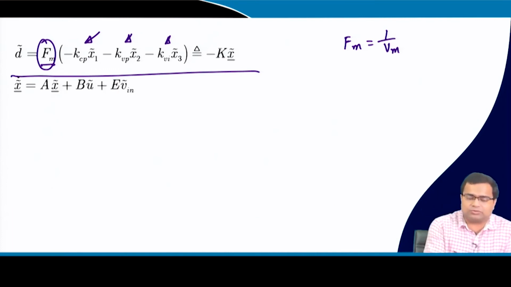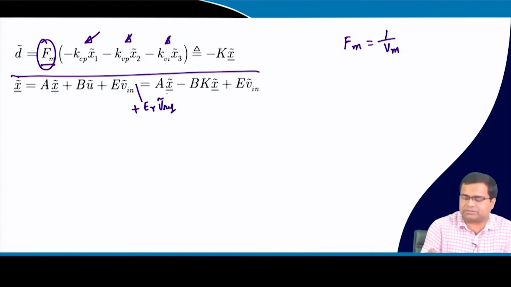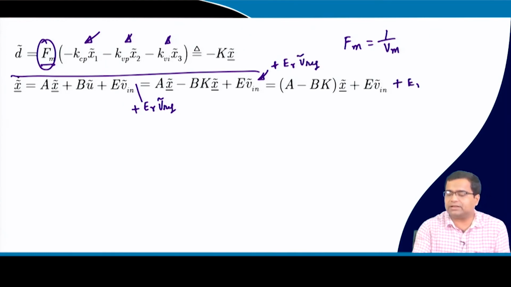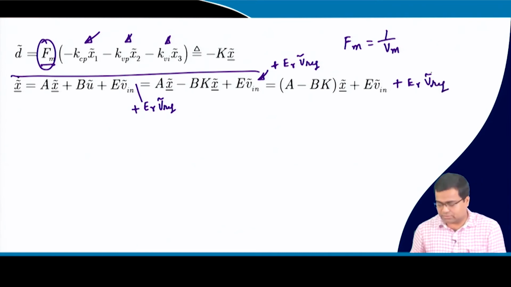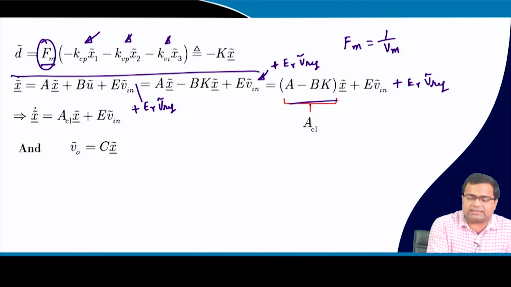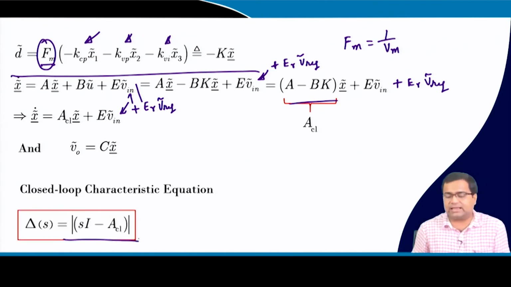Here we also have an additional term that we have discussed. So with this we will have ER into Vref perturbation. Here also we will consider the additional term ER into Vref perturbation. So this is my closed loop equation, and after closing the loop you can add this term with this as well as this, both. This is the output equation, and the closed loop characteristic equation will be det(sI minus A closed loop).